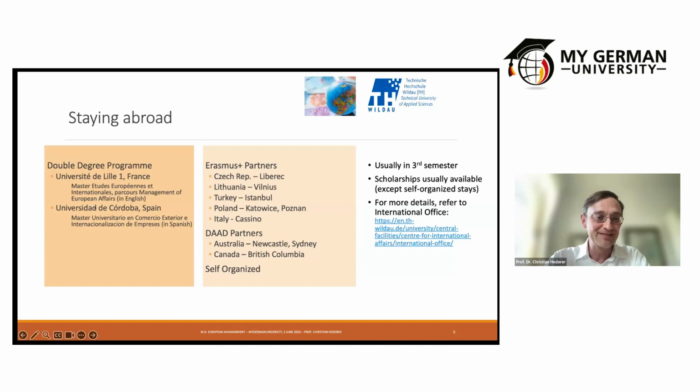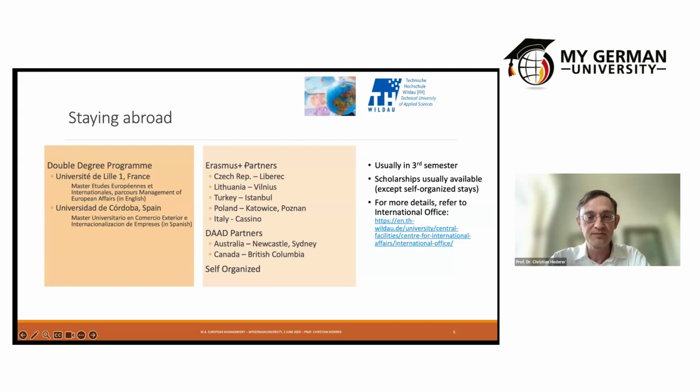The University de Lille program is located in northern France. So this one is in English. If you want to go to Córdoba, which is in southern Spain, then in fact you would need a B1 level of Spanish, which however partly can be acquired in the module European Identities, which educates you in European competencies in a more general sense.